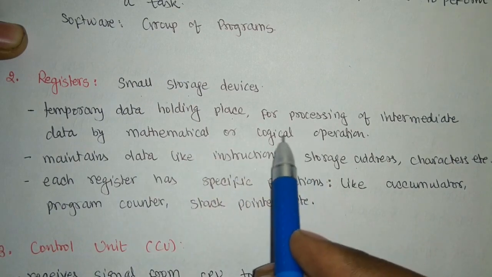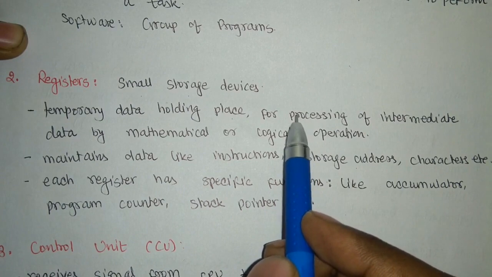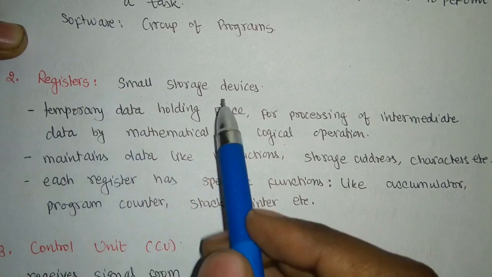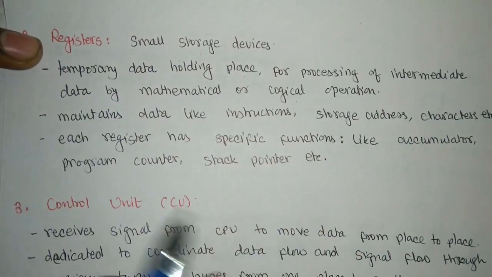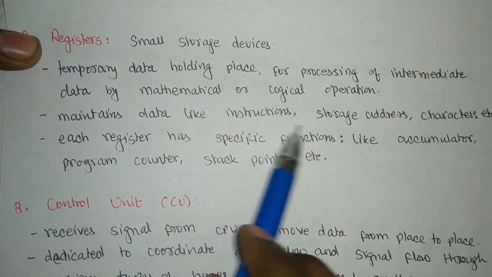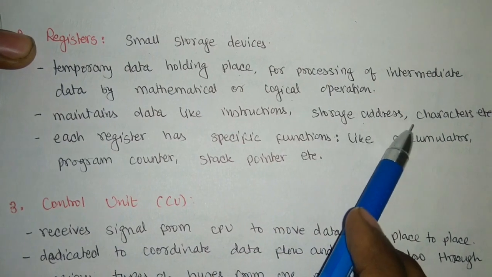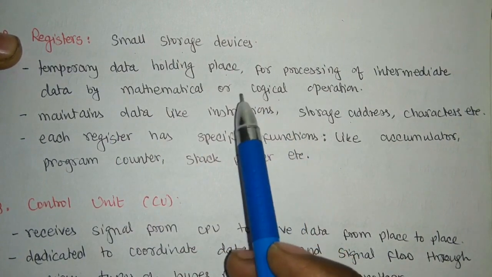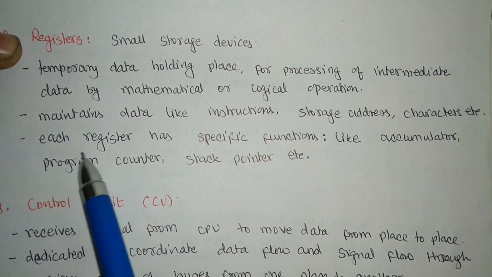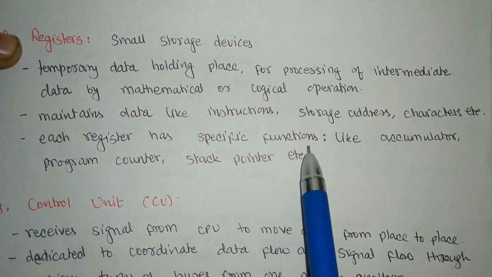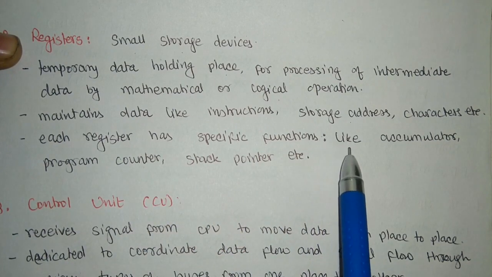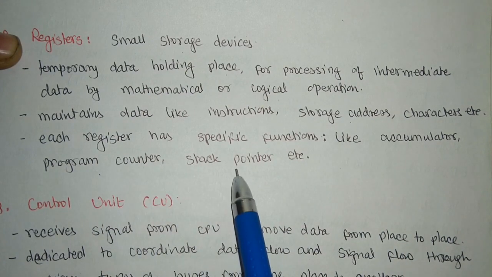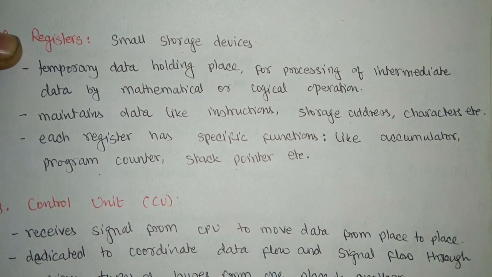Whatever data we need to process, and whatever our intermediate data is after the processing, we can store in our registers. It will maintain data like instructions, storage addresses, characters; all that type of data we can store in our registers. We can also store the address to any memory here. Each register has a specific function. The different registers that we can have in our microprocessor are like the accumulator, the program counter, and the stack pointer, and again we are going to discuss them in 8085 in detail.